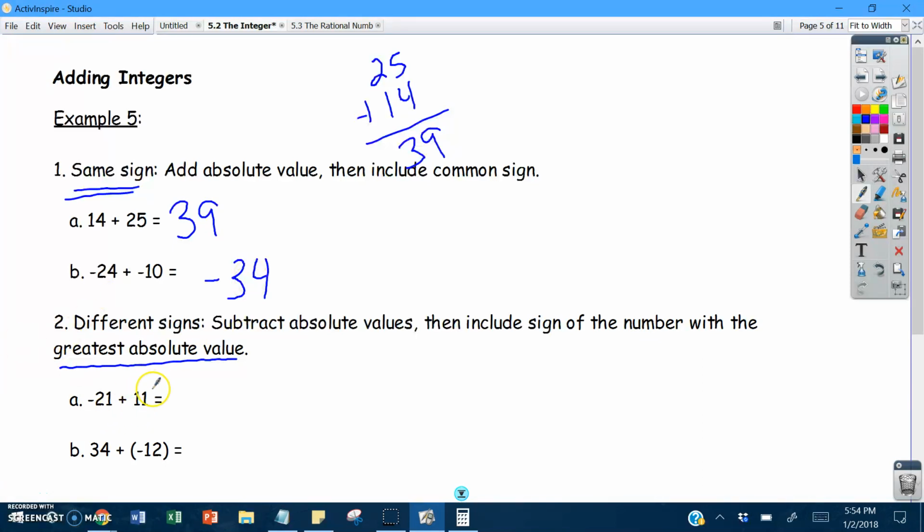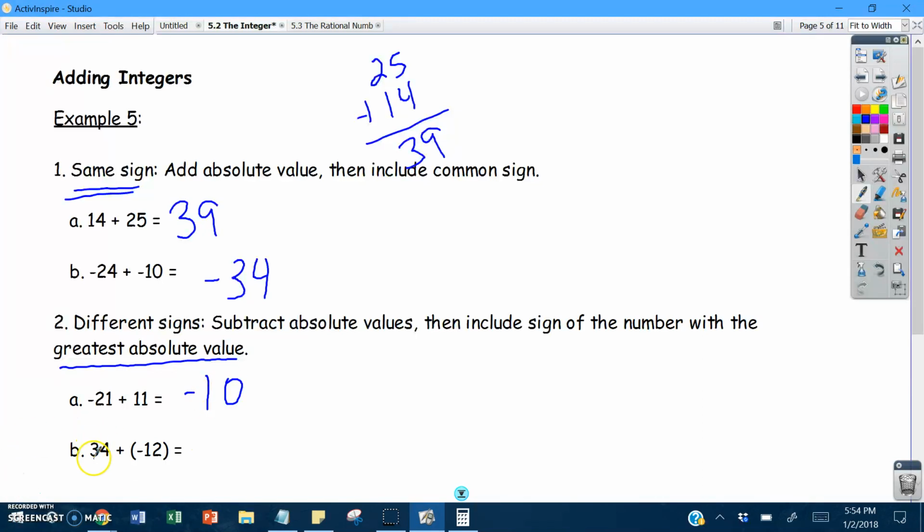Okay, so here we're adding two numbers with different signs. So this says let's subtract the absolute value, so we can do 21 minus 11, which gives us 10. So just subtract the absolute values. And then include the sign of the number with the greatest absolute value. In this case, the negative 21 has a larger absolute value, so we'll make this negative. So we do the subtraction, and then we throw in the sign of whichever number has the highest absolute value. In this case, 21 is bigger than 11, so we'll do that.